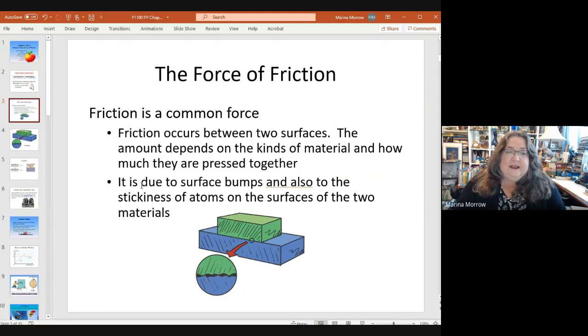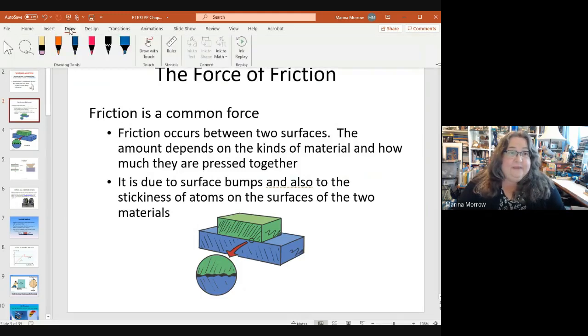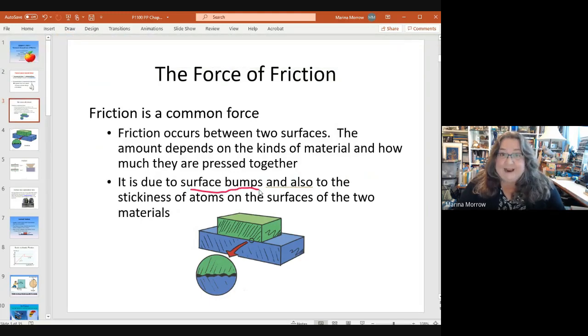Now, the friction is due to the surface bumpiness, but it's more than that. It actually goes down to the atomic level. So there's surface bumps. So if you've got sandpaper, 400 sandpaper is nice and smooth. 120 grit is rough. 60 is even rougher, right? So anyway, sandpaper is graded by the coarseness of it. But there's also the stickiness of the atoms.